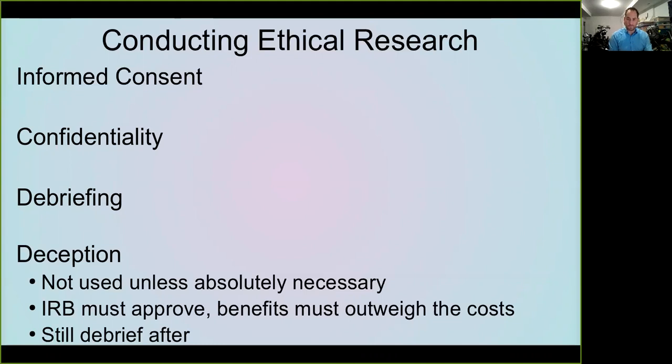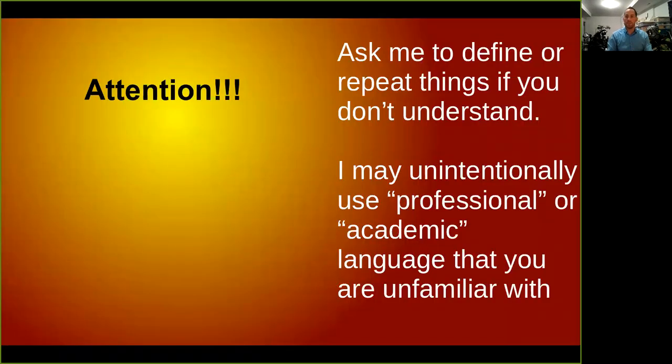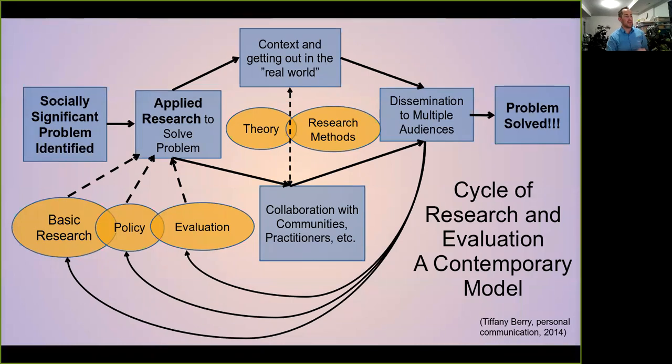So with that, remember, ask me questions if you don't understand. This is the end of chapter 1 lecture. As we're getting to the end, I do want to point out this current model of doing research. This is actually something that one of my professors in grad school showed to me. And this is kind of the whole idea behind why we do research as developmental scientists.